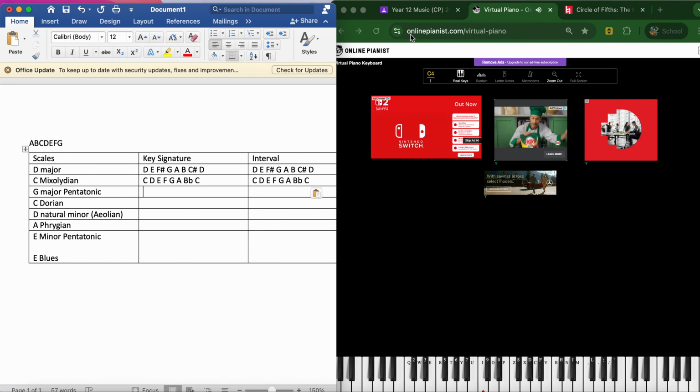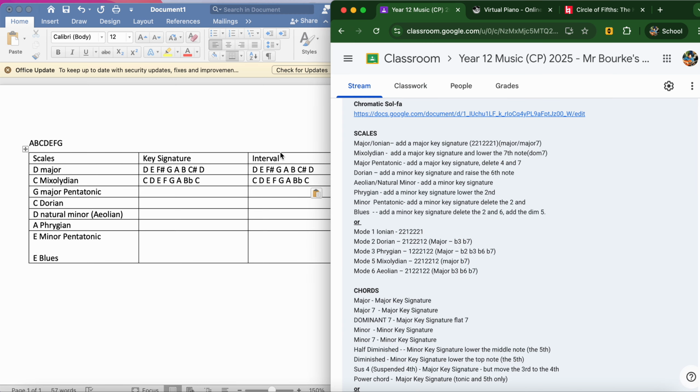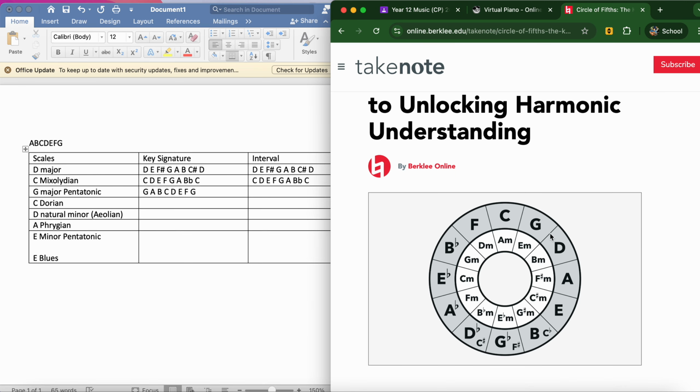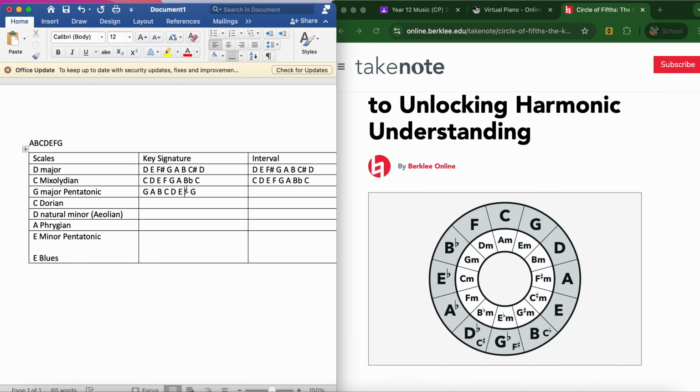G major pentatonic, major key signature. So we start with all our notes, same as before, except we're starting from G. Adding our major key signature, which is 1 sharp. So now we have a G major scale.